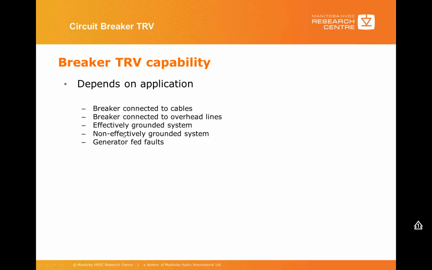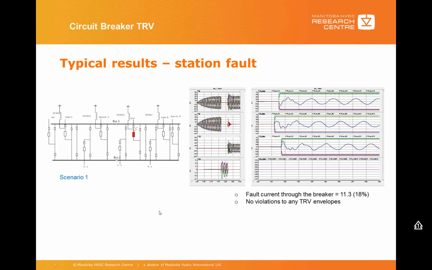So these are a few important points when you're selecting the different TRV capability curves. The IEC standard provides capability curves for breakers connected to cables, overhead lines, for effectively grounded systems, non-effectively grounded systems, like that. They have different capability curves. You have to select based on your system.